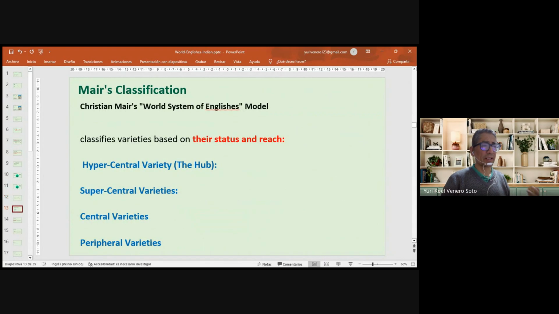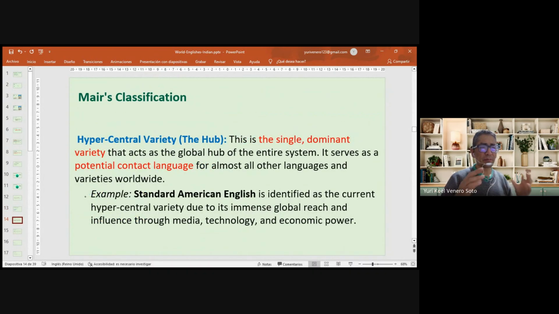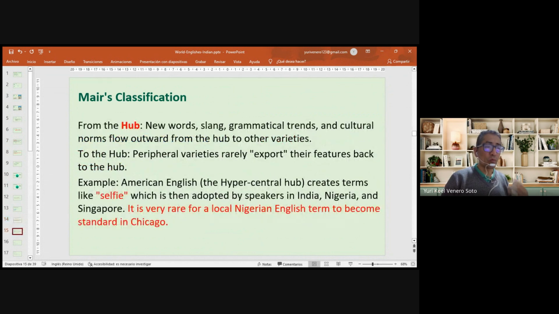According to Moag's classification, there are four levels: the hypercentral variety, only one, the supercentral varieties, central varieties, and peripheral varieties. Let's analyze them. The hypercentral variety is the single dominant variety. Standard American English is considered the hypercentral variety. Why? Well, new words, slang, grammatical trends, and cultural norms flow outward from the hypercentral to other varieties.